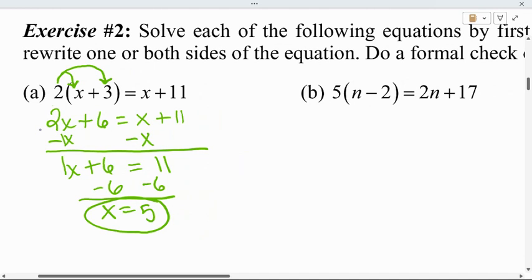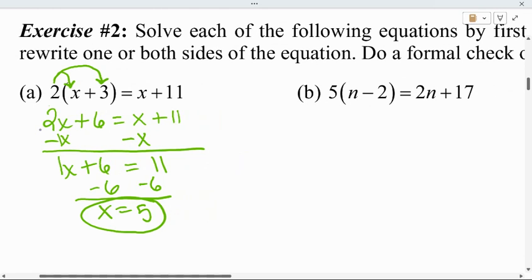What do you want to do first? Yeah, so you are multiplying, right? So I'm going to show that. 5 times n is 5n, and you said 5 times negative 2 is minus 10. Good job. Equals 2n plus 17.